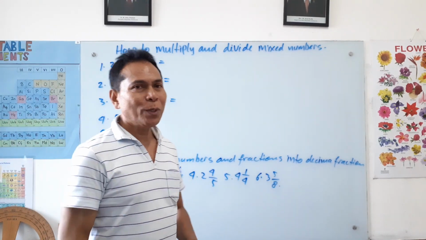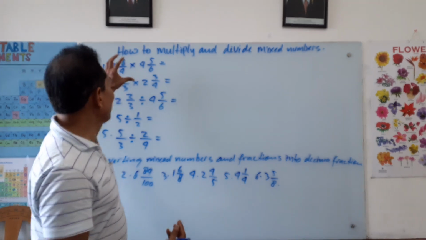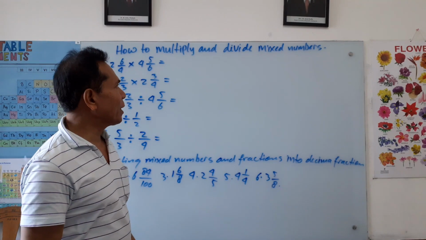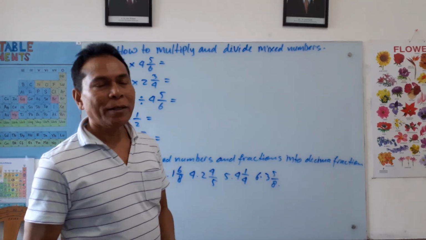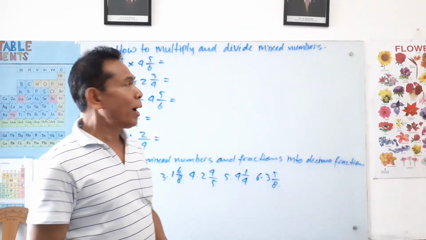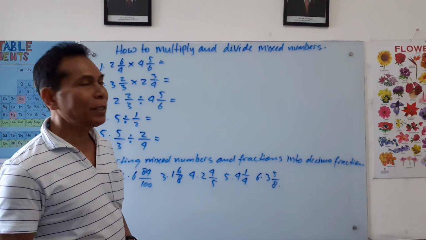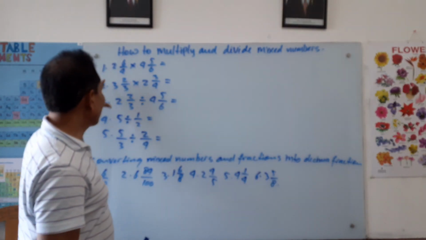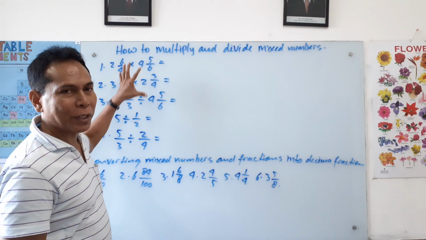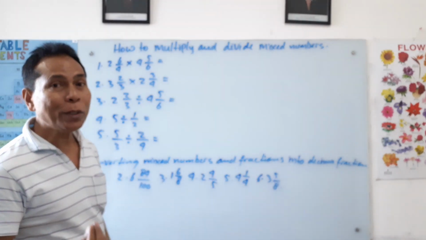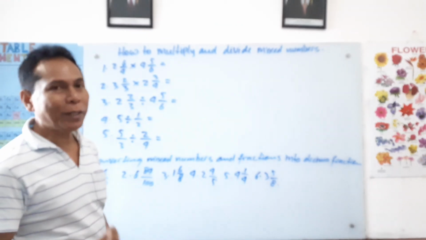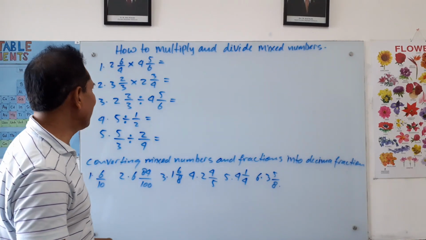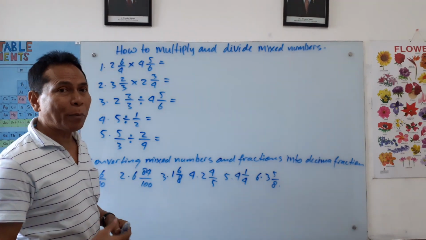Now this time we want to look at how we multiply and divide mixed numbers, okay? I put some examples of mixed numbers here on the board, so I'm going to use them to explain to you how we work this out. Let's look at number one.